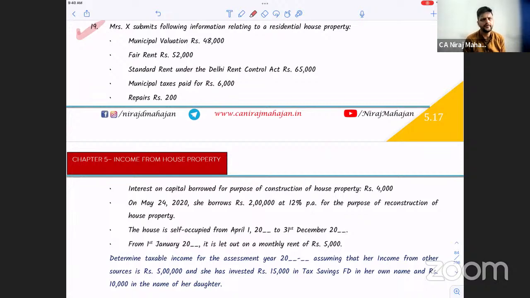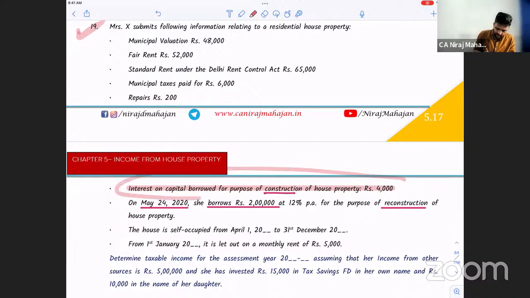Repairs will be allowed 200. Interest on borrowed capital for construction allowed. On May 24, 2020, she borrows 2 lakhs at the rate of 12% per annum for the purpose of reconstruction of the house property. Try to understand. This 4,000 is kind of an old loan, some loan which is still going on. A home loan can go on for 10 years, 20 years, 30 years also. So she is paying 4,000, let us say, for some old loan.